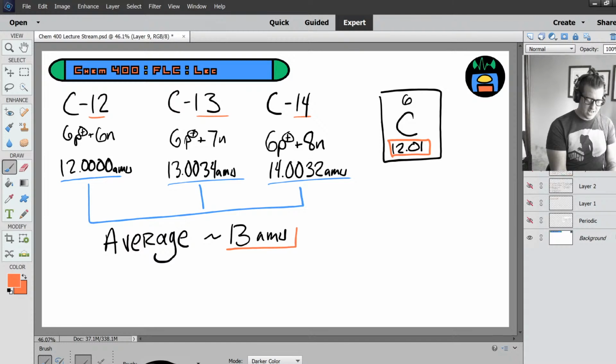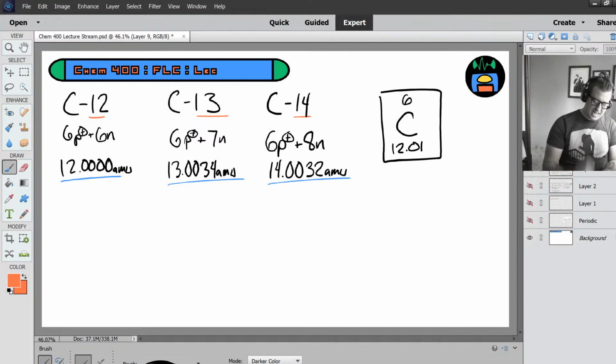Decidedly not the average of these 3 masses. So what's going on here? Why is it almost just the mass of carbon-12 when there's 2 other isotopes that weigh so much more? And the answer has to do with something called natural abundance.